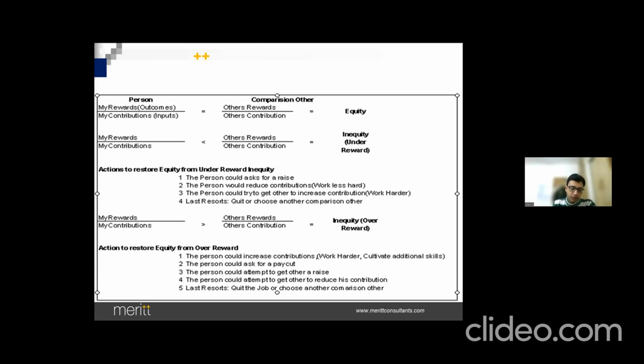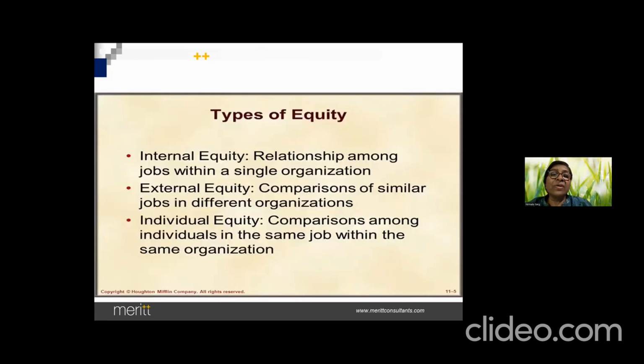Somebody outside the organization, comparing with the market or benchmarking, with the two individuals. Okay. So that is where I said internal equity, external equity. Internal equity is comparing what you get vis-a-vis the other jobs in the organization.